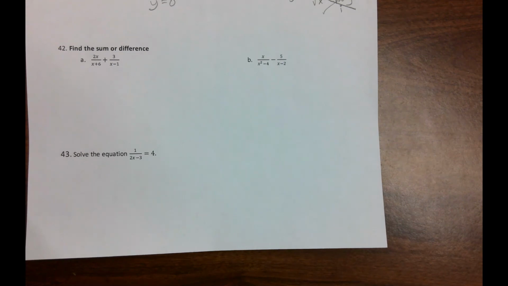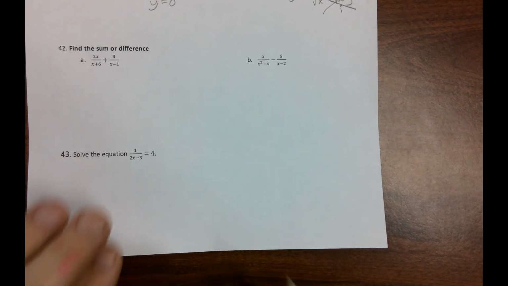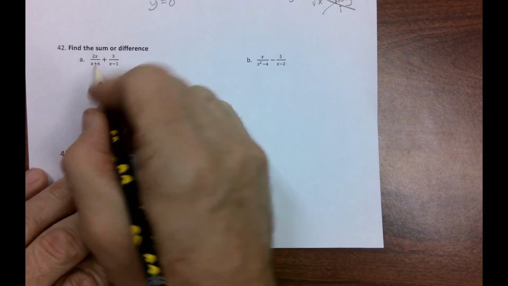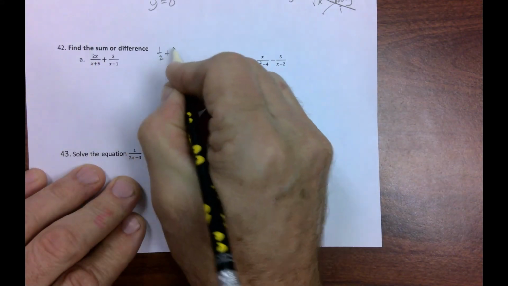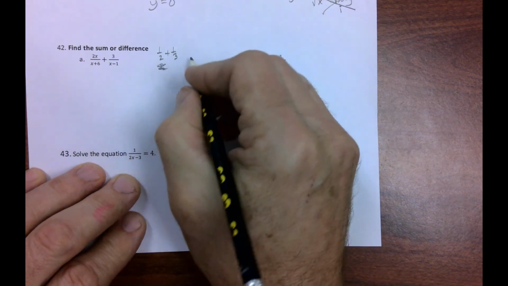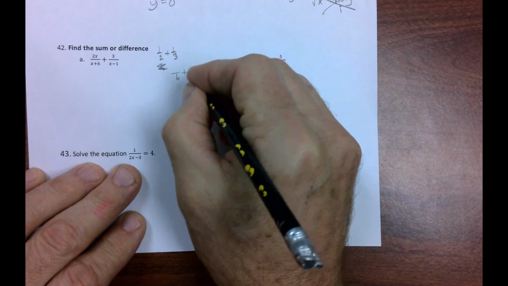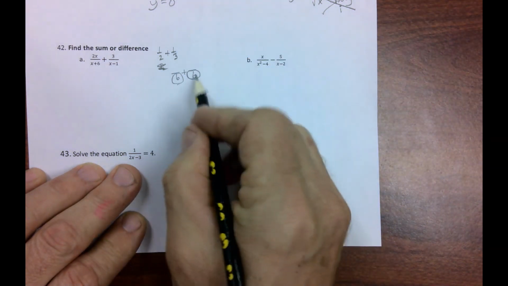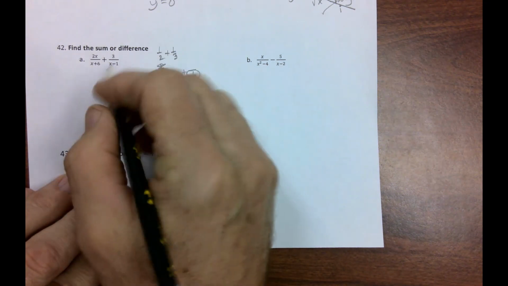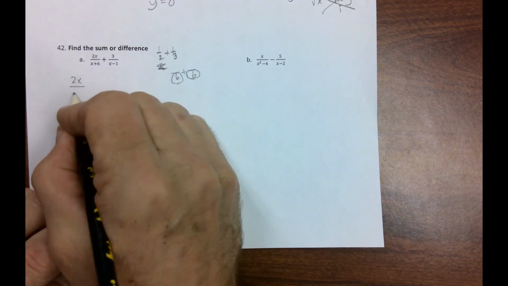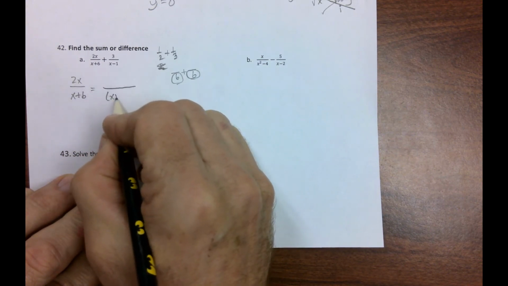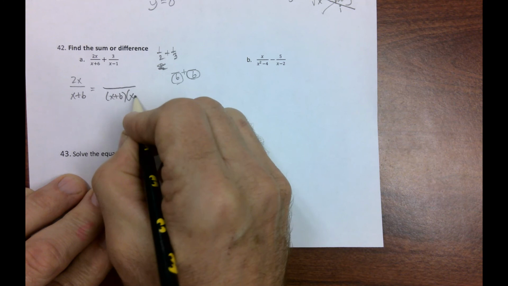Okay, up to number 42. Find the sum or the difference. Well, the only way we can do that is finding common denominators. So if I had 1/2 plus 1/3, I know my common denominator would be 6, something over 6 plus something over 6. Where did this come from? By multiplying these two denominators together. So I know my new denominator is going to have to be x plus 6 times x minus 1.